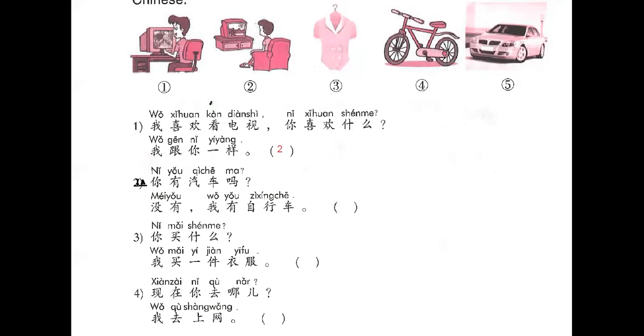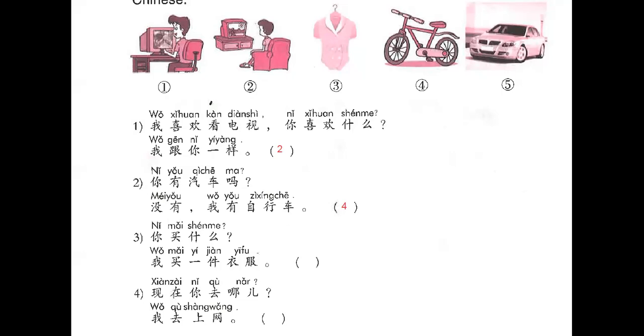Next one. 你有汽车吗? Have you got a car? 没有. I don't have. 我有自行车. I have a bike. Where do we have a bike? Yes, number 4. Okay. We continue.